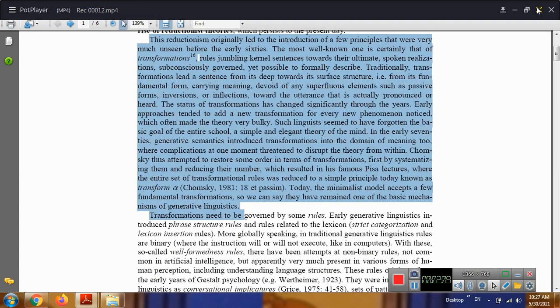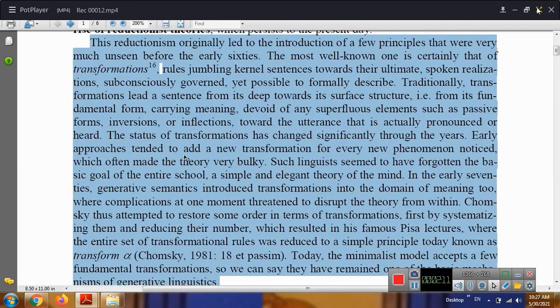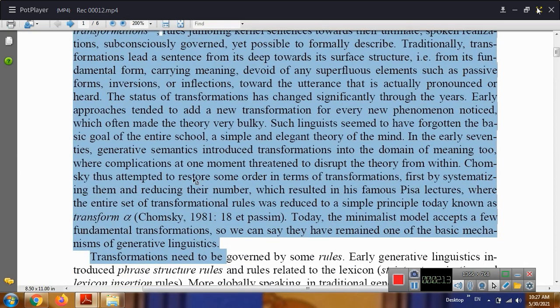The status of transformations has changed significantly through the years. Here we gave you two definitions of transformation. Transformations are rules which are applied to the deep structure and make the surface structure.